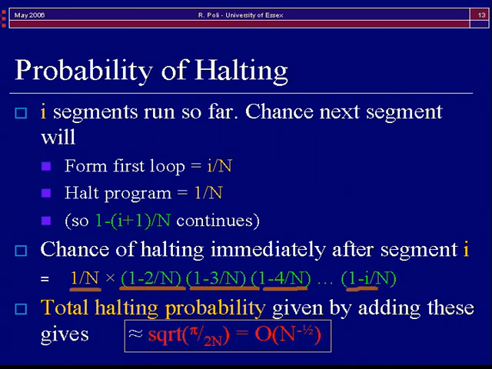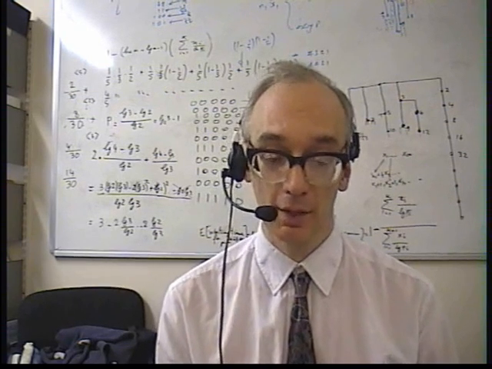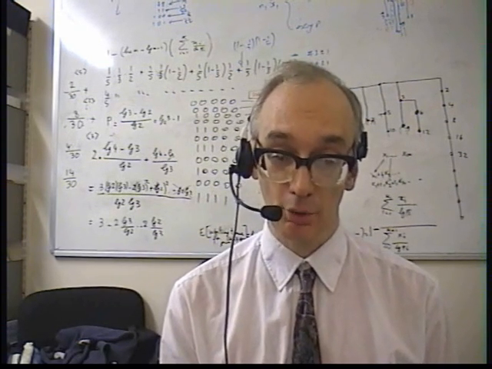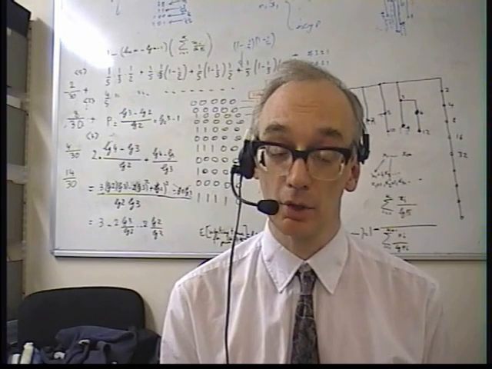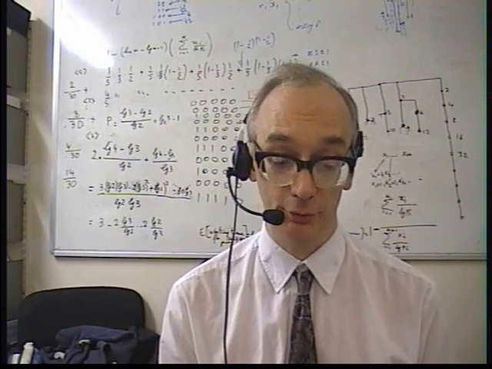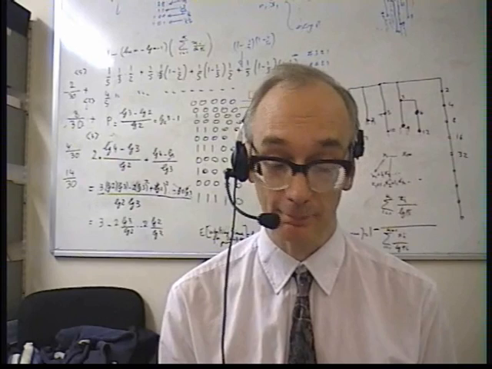Now, with a bit of algebra, we can rearrange those terms to give the total halting probability. So we sum over all values that I can take, and that gives us something which is very close to the square root of pi over 2n, where n is the number of segments. So the point being, the probability of a random program halting falls as the square root of the length of the program.